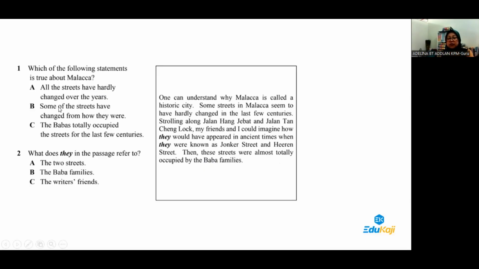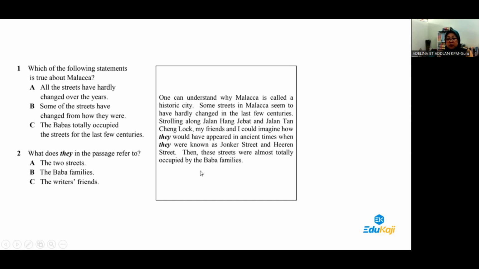All the streets have partly changed over the years. Some of the streets have changed from how they were. The Babas all totally occupied the streets for the last few centuries. Okay, let's look at C. The Babas totally occupied the streets for the last 2 centuries.